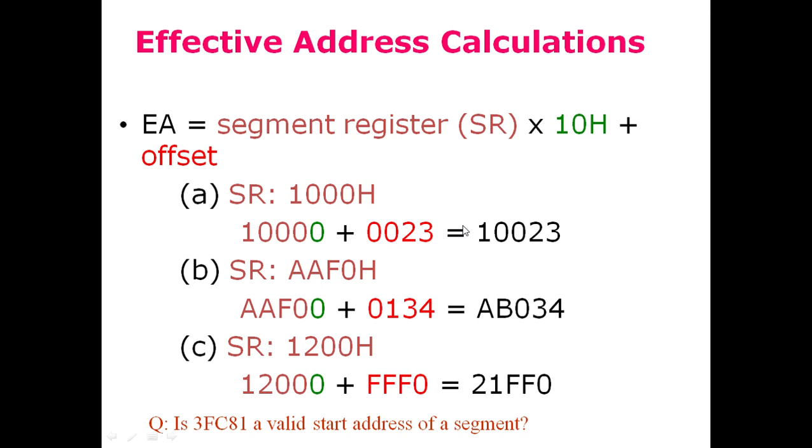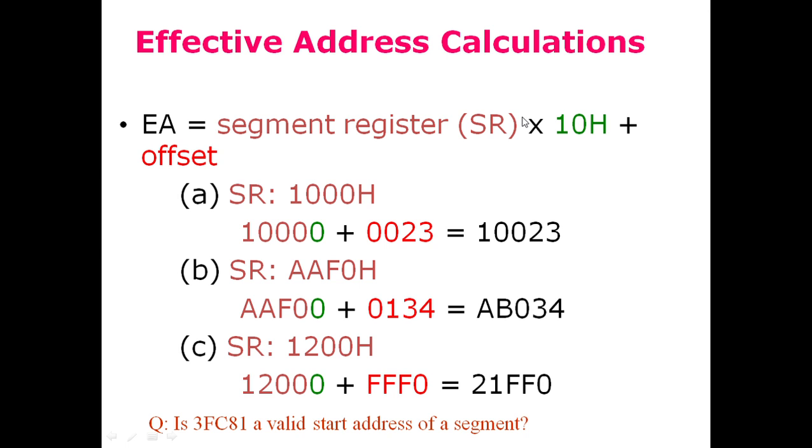There are some other examples of how to calculate the effective address. Let's suppose we have to calculate the effective address EA. Then it is calculated by getting the segment register SR and multiplying it with 10H. This multiplication is equal to appending a 0 hexadecimal digit at the right hand side, or it is also equivalent to multiplying by 16 in decimal. So either way is correct.